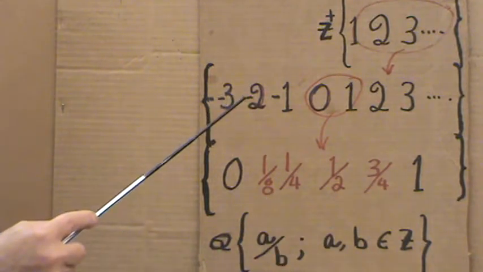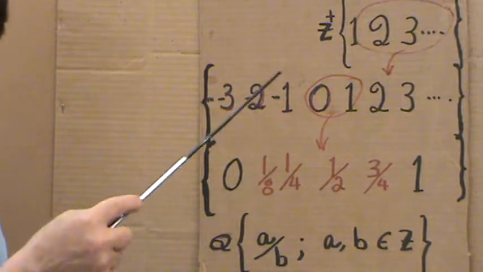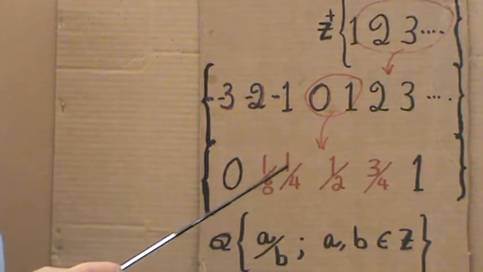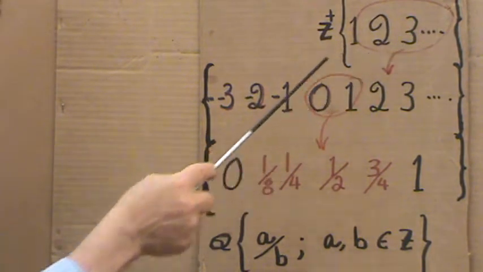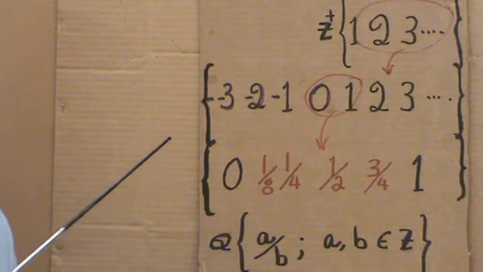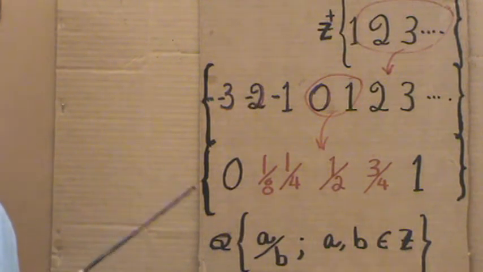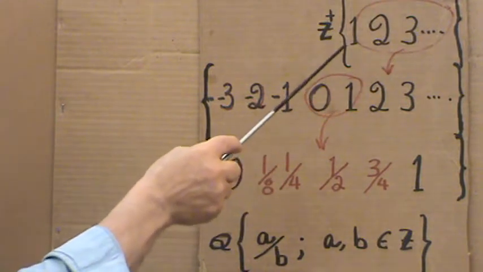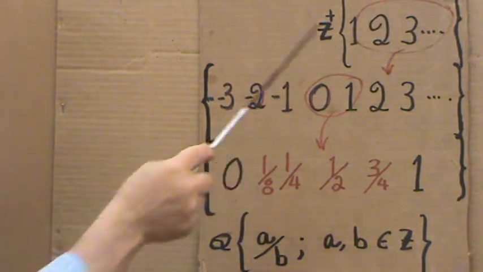There are infinitely many rational numbers between 1 and 2, not including 1 and 2, that are not counting numbers. They are not positive integers. Between -1 and 0, there are also infinitely many rational numbers that are not what? They are not positive integers. They are not counting numbers.